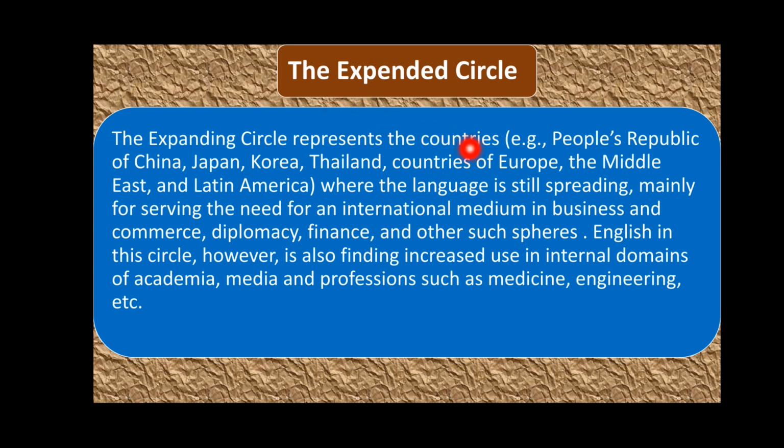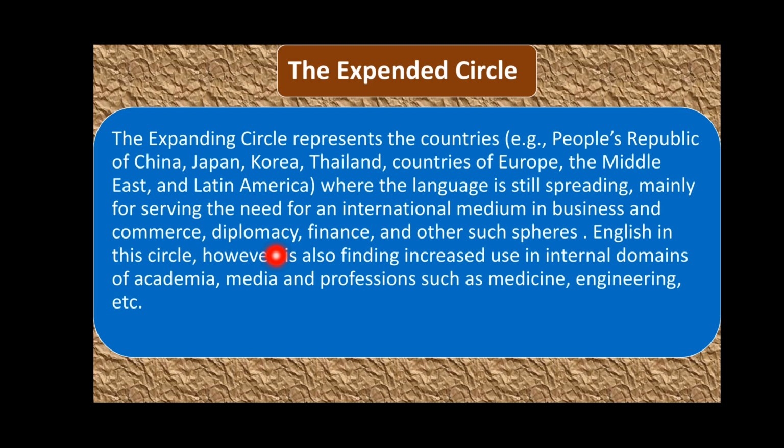So that is not because of migration, that is not because of colonialism, that is because of the need of the time, need of the world, right? So that's in People's Republic of China, Japan, Korea, Thailand. These were some countries of Europe and Middle East and Latin America, where the language is still spreading. And why is this language English spreading? That is because of serving the need for an international medium in business. All business, all trade, that is done in English. So that's why it is the need of the day.